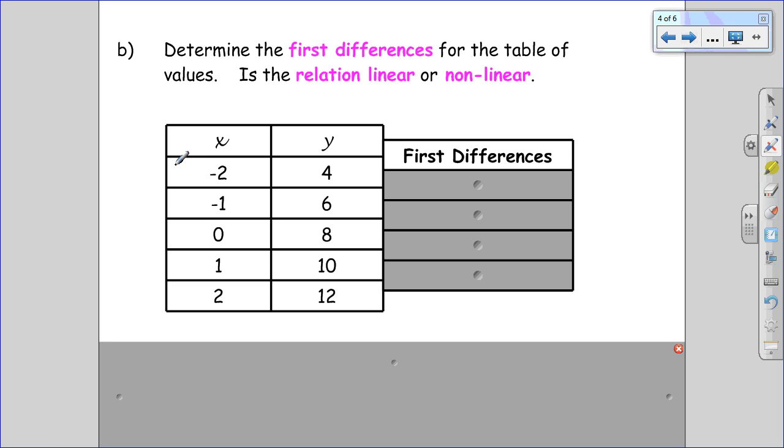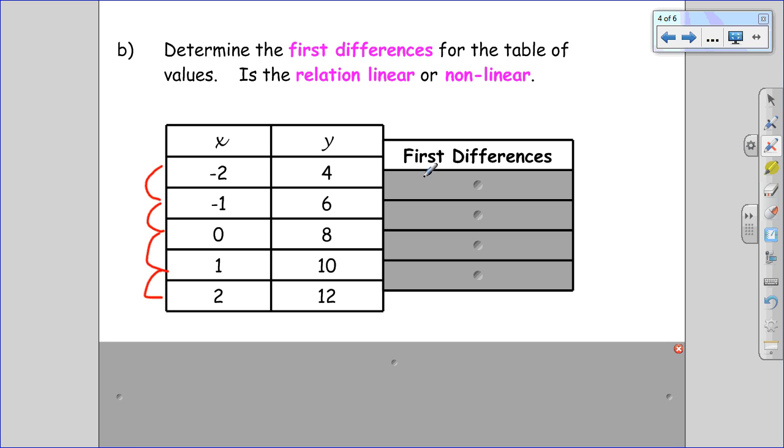If I want to use the first differences, I have to look for the same thing. I have to look, are my x values changing by a constant? And if I look again, in this example, the x values are repeatedly increasing by 1. So the first differences can be used to determine if it's linear or nonlinear. When I do that, I have to find the difference in the y values.